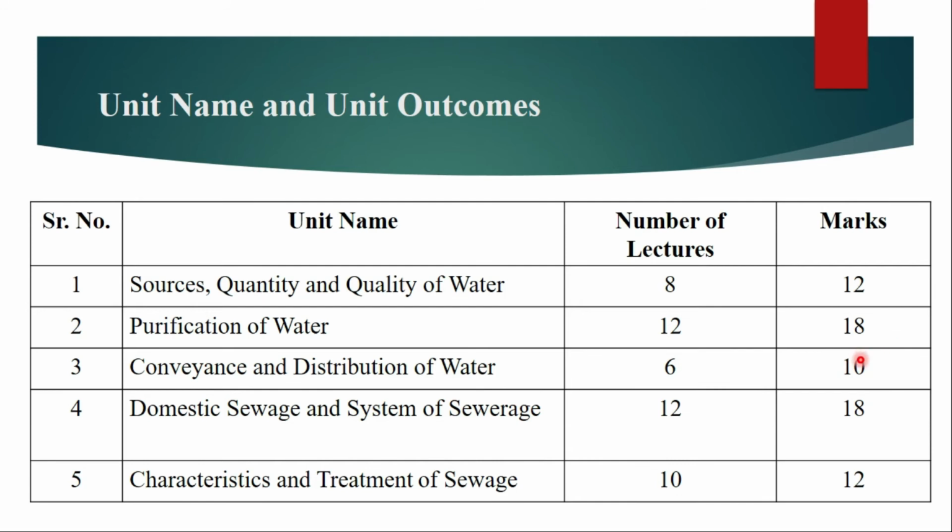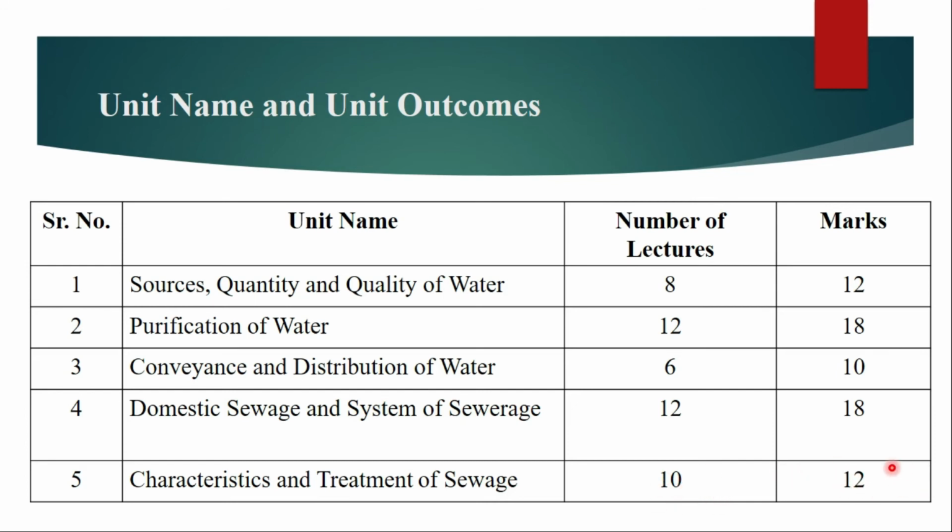Then fourth chapter is domestic sewage and system of sewerage. Number of lectures required is 12 and weightage is 18. And last chapter is characteristics and treatment of sewage. Number of lectures required are 10 and weightage is 12 marks.